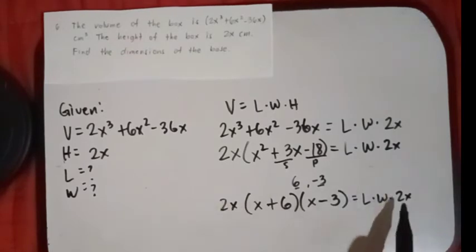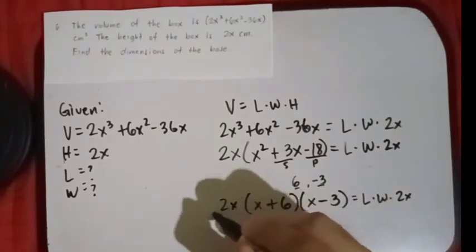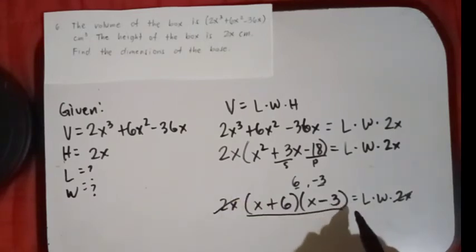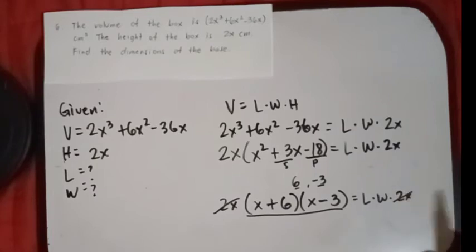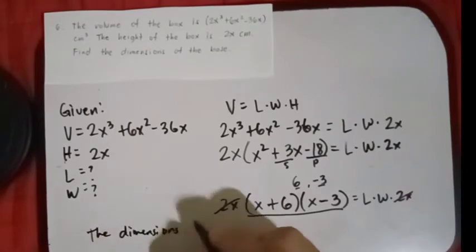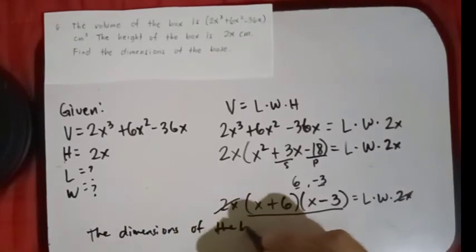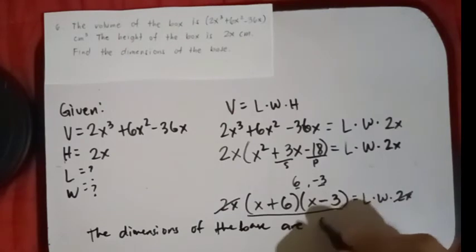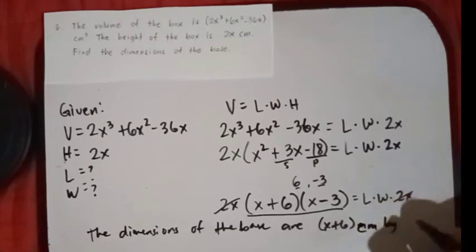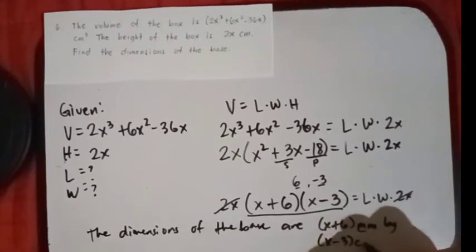And then, we have 2x on both sides of the equation. So, let's remove the 2x. The remaining factors are what we need: x plus 6 and x minus 3. So, those are the dimensions of the base, the length and the width. Okay? So, the dimensions of the base are x plus 6 centimeters by x minus 3 centimeters. And this is the answer.